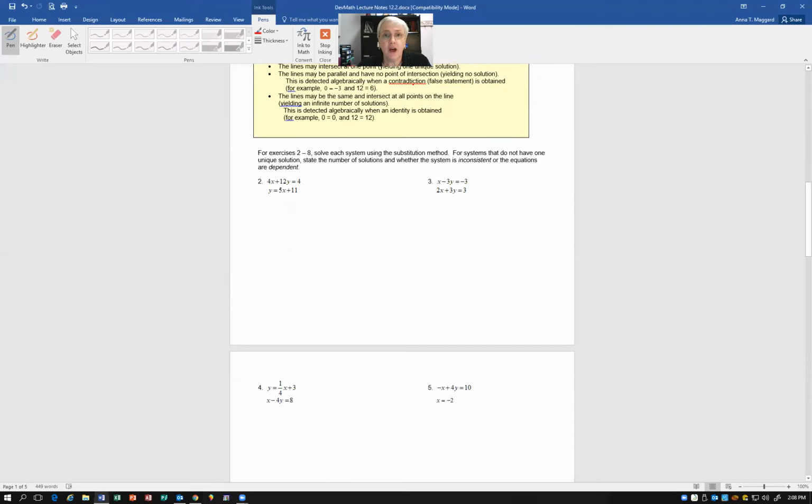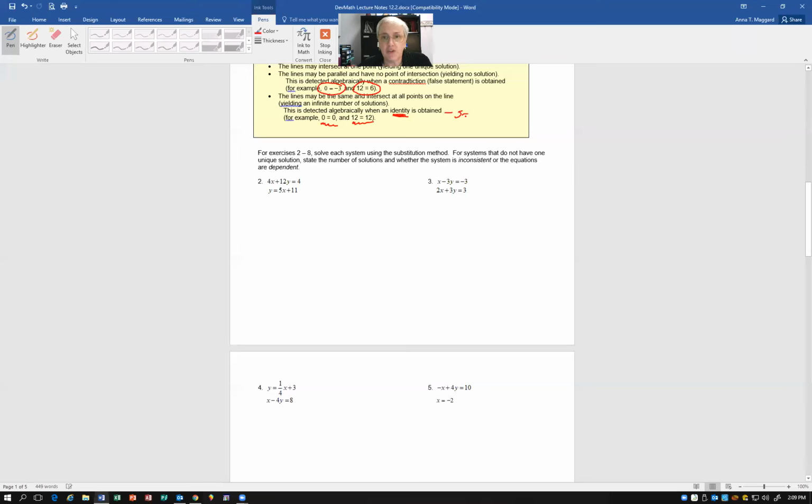Here, you get this contradiction when you get something like 0 equals negative 3 or 12 equals 6. That means they're parallel and there's no solution. But if you get 0 equals 0, 12 equals 12, that means it's an identity. It means they're the exact same line. So a couple of different words here than what we've used with consistent and inconsistent, dependent and independent. We have a contradiction and we have an identity.